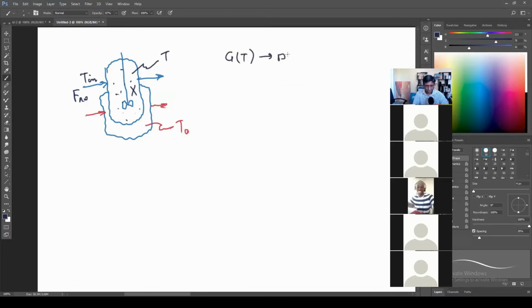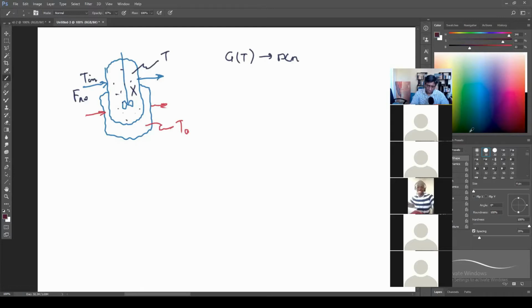And of course, it might actually be the case that energy is being taken in. In other words, it might be that the reaction is actually cooling the reactor. But anyway, we'll just define G of T to be positive when the temperature is increasing, and then it might turn out that G is negative. So anyway, that's the energy due to what's happening in the reactor space.